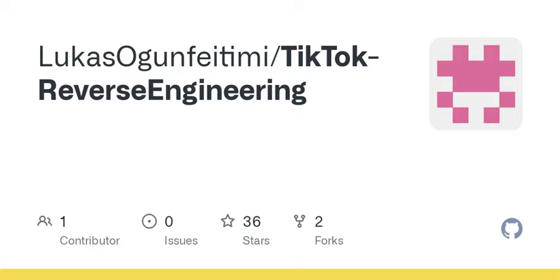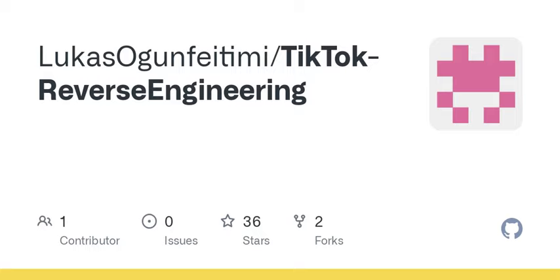TikTok uses a unique virtual machine as part of its security measures. This VM adds a layer of obfuscation, which makes it harder for intruders to manipulate how the application works. Imagine it's like a secret language that only TikTok understands.